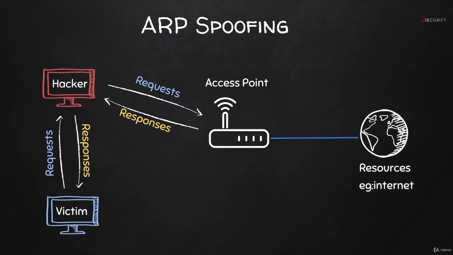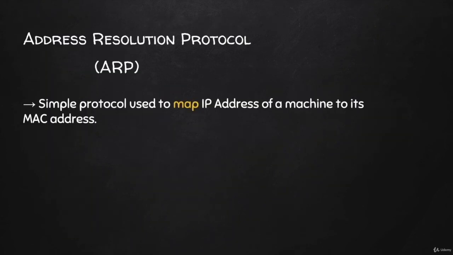So as you can see, this is a very serious and very powerful attack. And the reason why it is possible is because ARP is not very secure. Now, for us to understand how this works, you need to have a basic understanding of what ARP is. ARP stands for Address Resolution Protocol, and it's a very simple protocol that allows us to link IP addresses to MAC addresses.